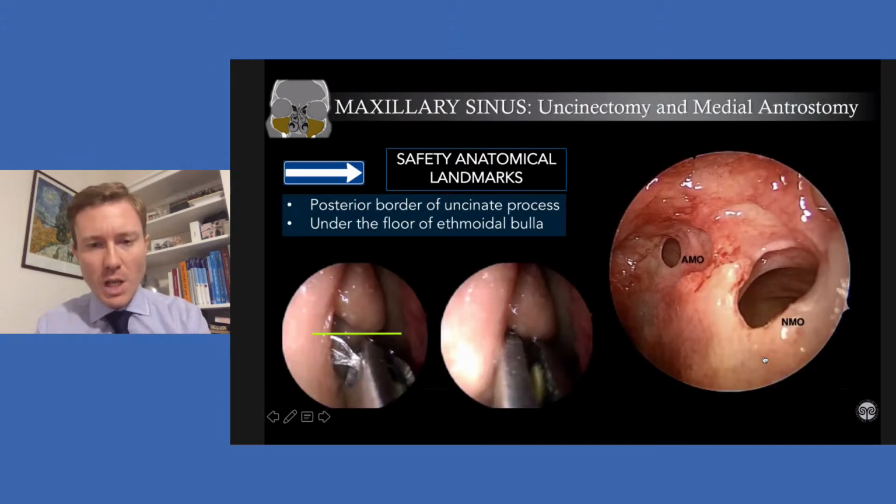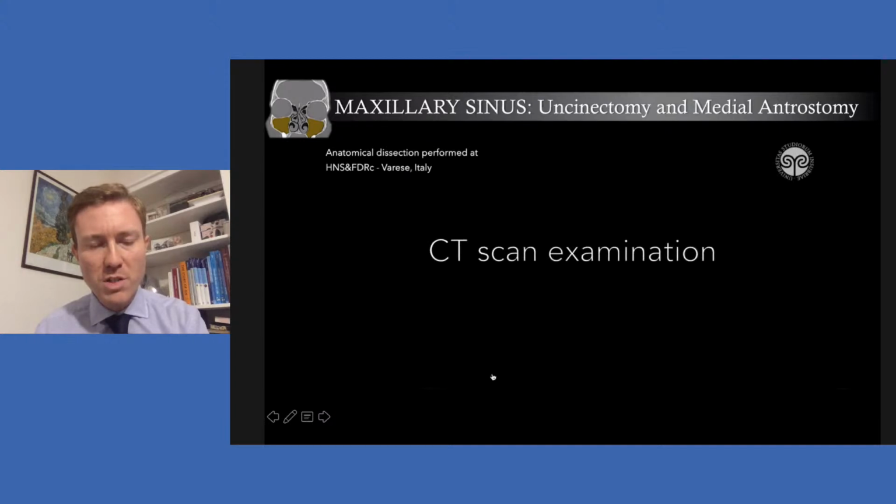And in order to approach the maxillary sinus, the first thing to do is to resect the inferior part of the uncinate process. Usually, our landmark is the floor of the bulla ethmoidalis. Staying at the level of the bulla ethmoidalis floor, we can enter the infundibulum, which is a dead space just behind the uncinate process, and we can resect the inferior part of the uncinate process in order to expose the natural ostium of the sinus.